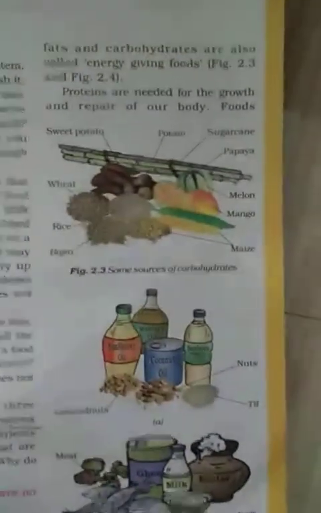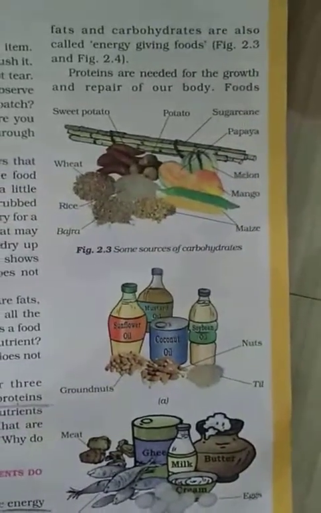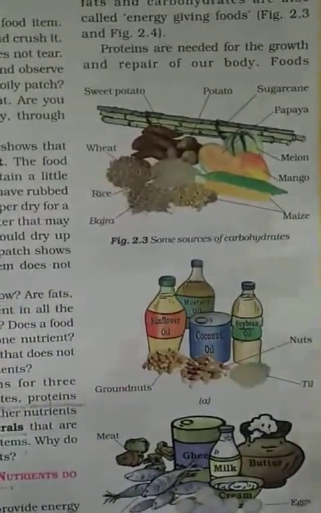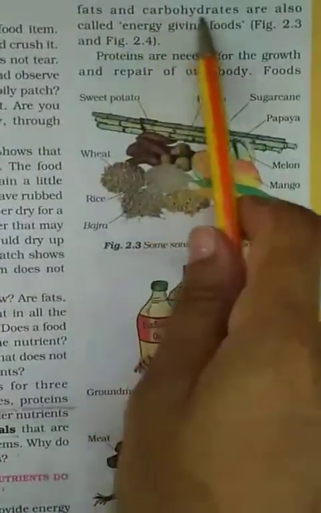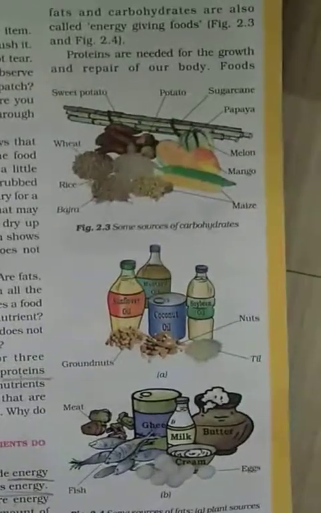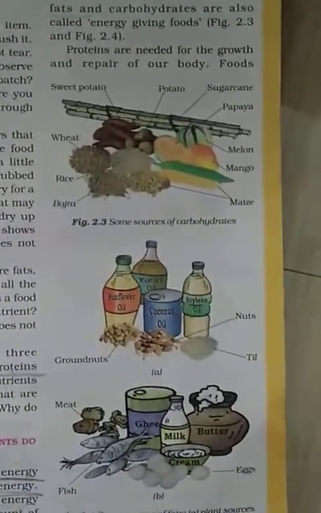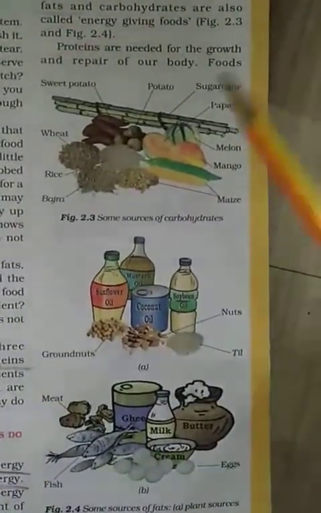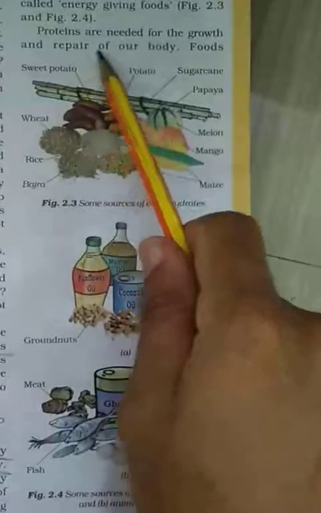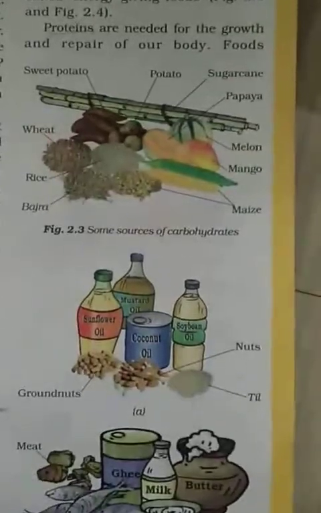Now, the foods containing fats and carbohydrates are also called energy giving foods. So, whatever energy is present in our body is all because of the carbohydrates present in the food and the fats present in the food. Proteins are needed for the growth and repair of our body. We are growing day by day. So to grow our body and to repair the cells present in our body, we need protein. Here some foods are given.